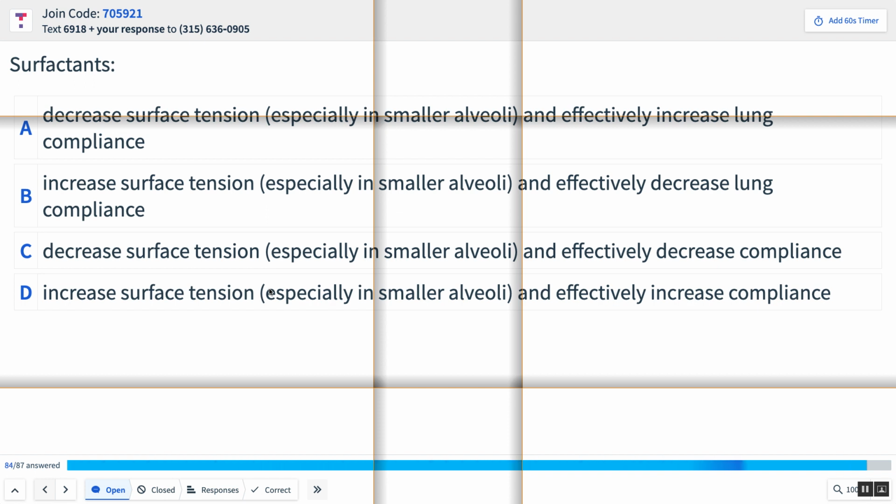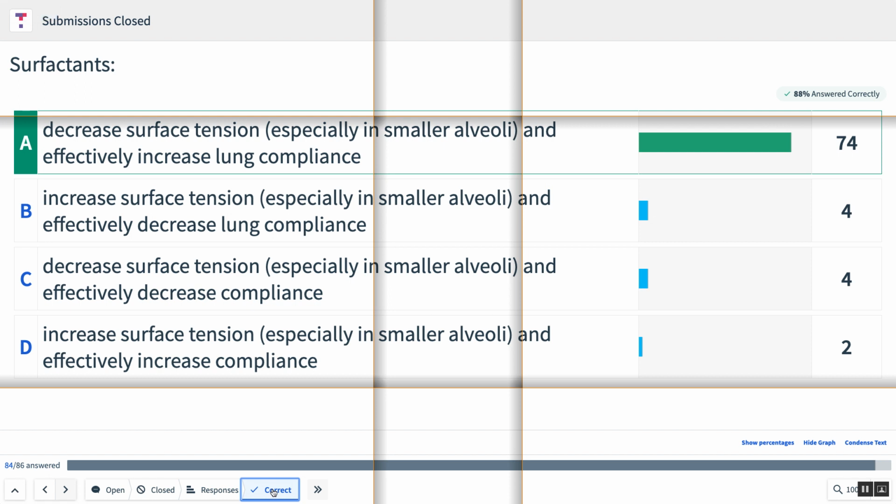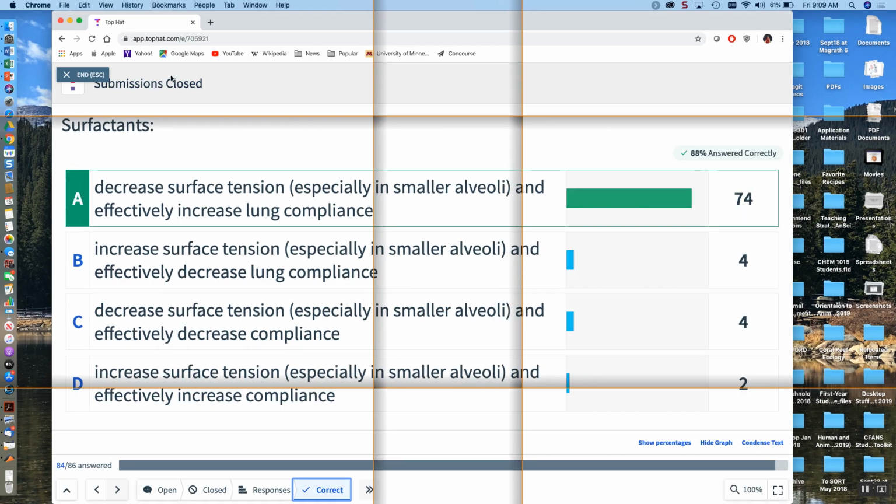And the correct answer is A. Nice job. 88% of you all got that right. So good job this morning. It does decrease surface tension and increase lung compliance. We're going to revisit lung compliance on Monday and talk about the differences between cystic fibrosis and emphysema. Cystic fibrosis is an example of low lung compliance, where emphysema is actually an increase in lung compliance. All right, so let's keep going.